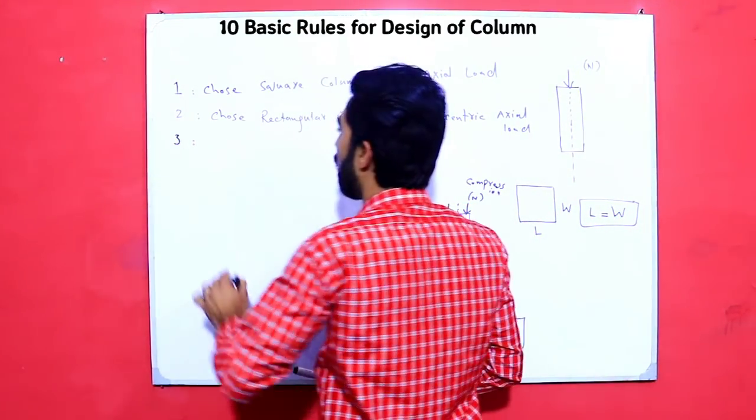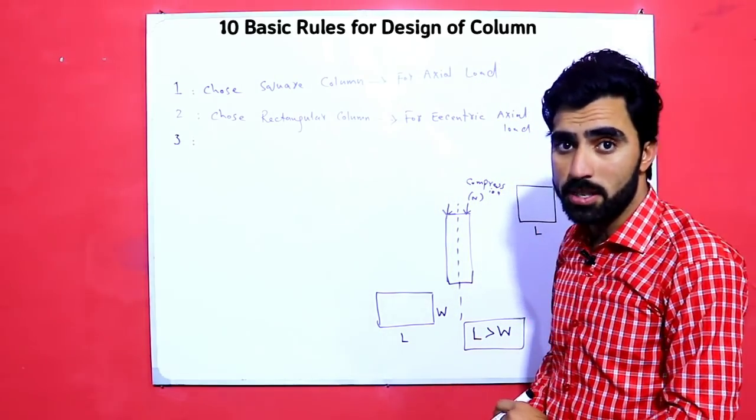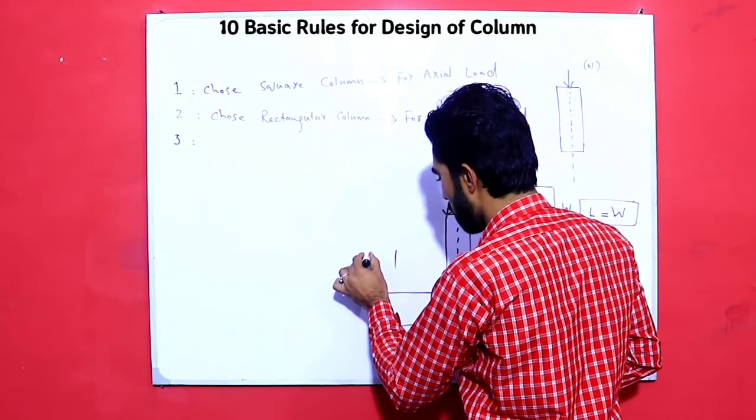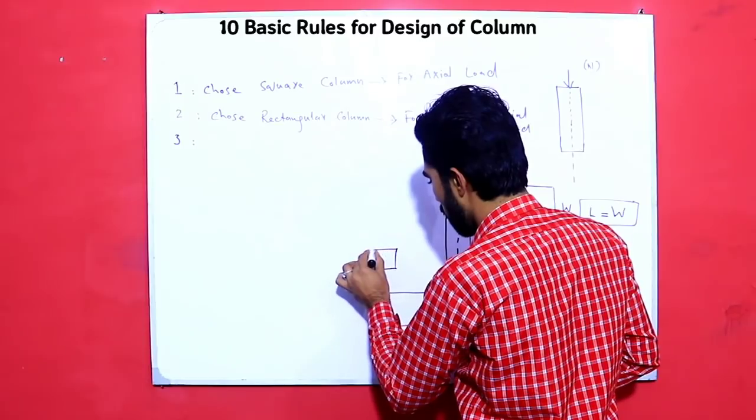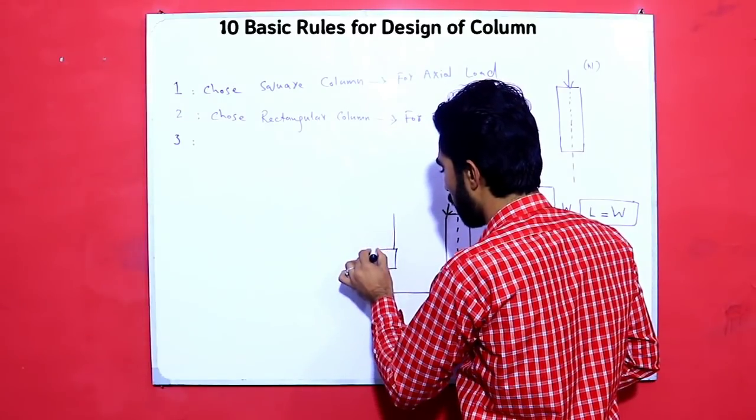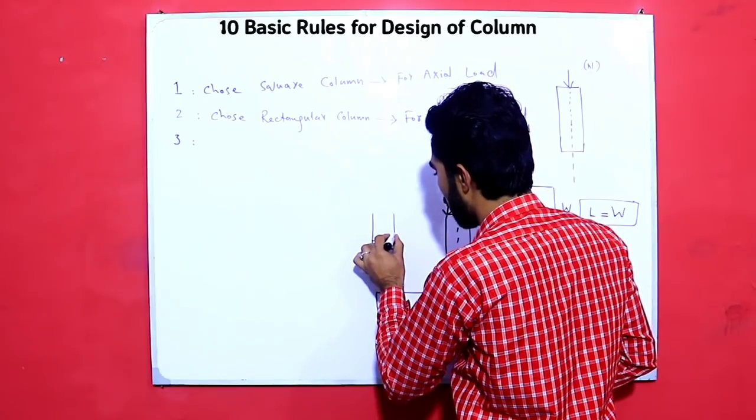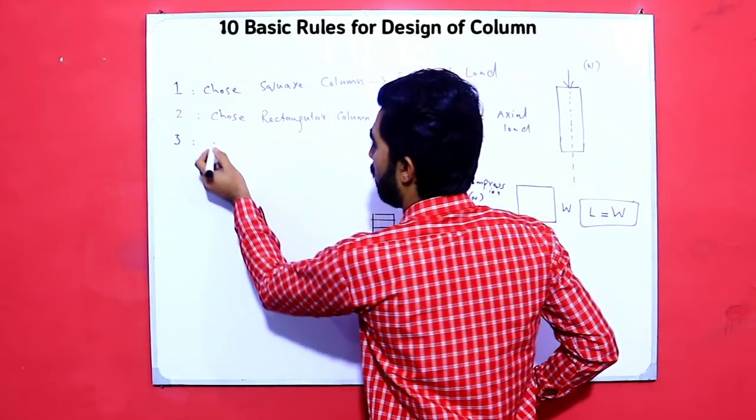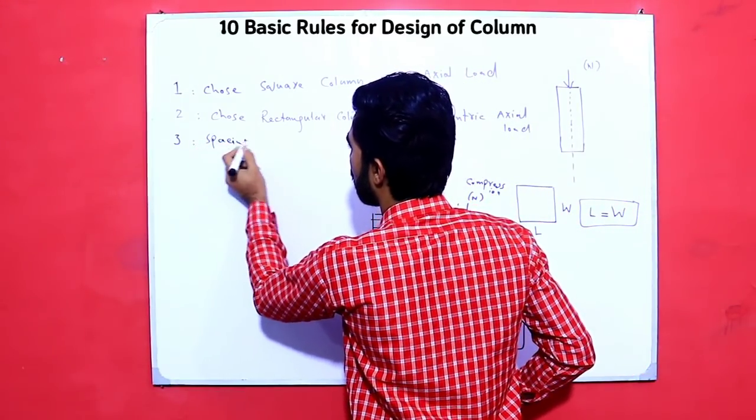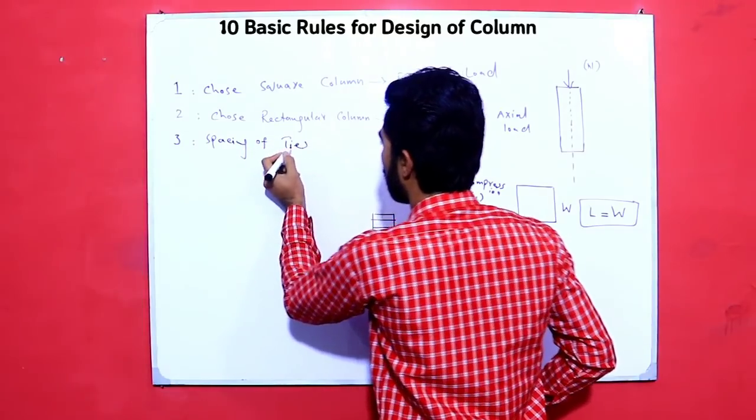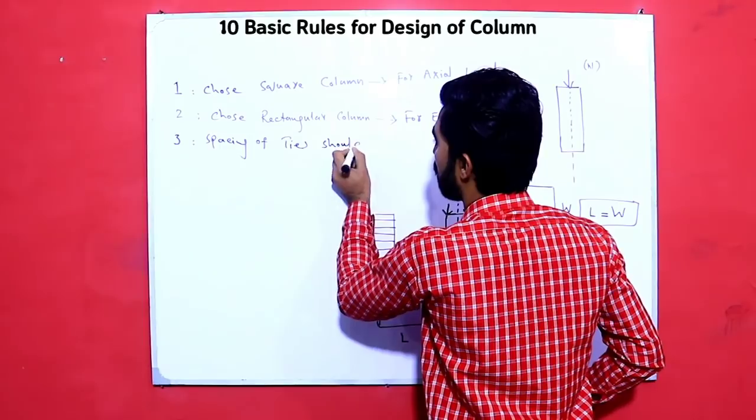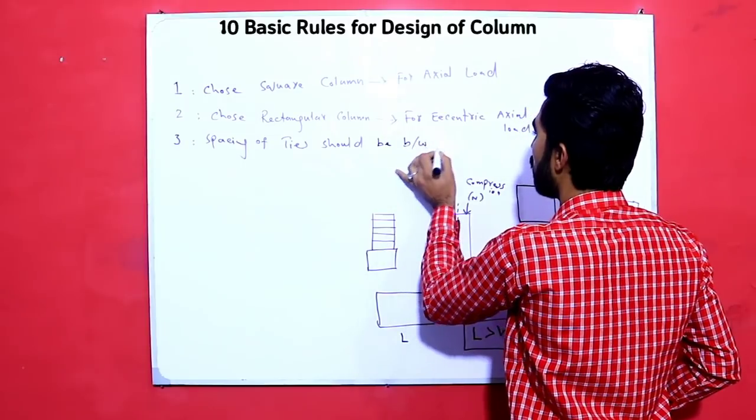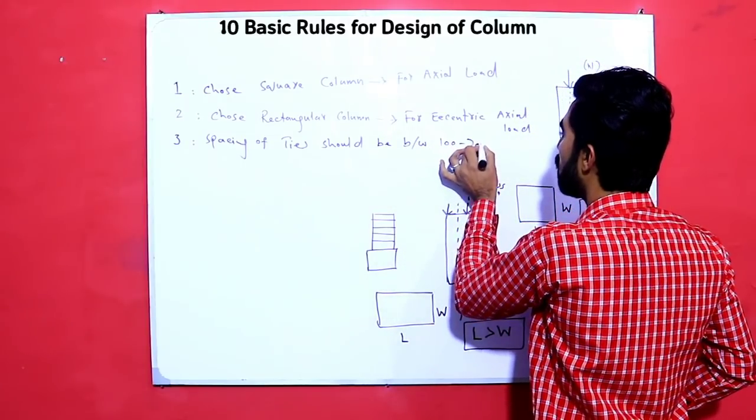Now guys, the third rule of RCC column. As you can see, guys, this is a column, okay, and these are longitudinal bars. As you can see, these are ties, lateral ties. So spacing of ties, this is standard, spacing of ties should be between 100 to 200 millimeter.